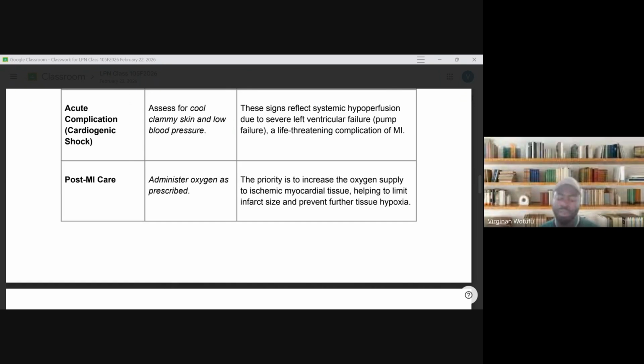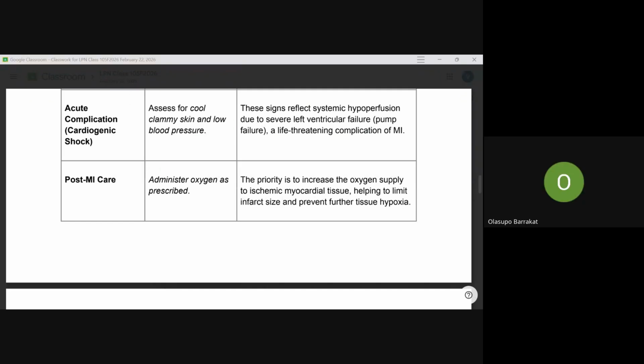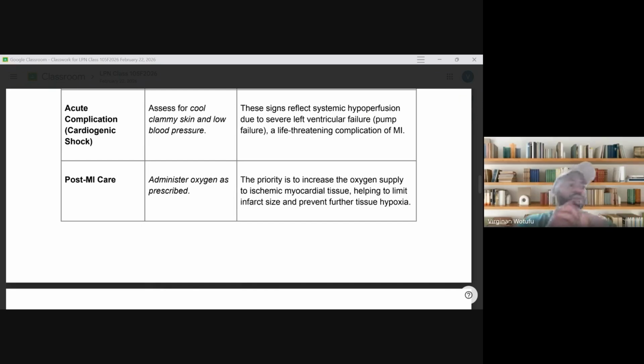So another cardiac medication we're looking at is diuretics. We know there are two types of diuretics. Which and which? Potassium sparing diuretics. Correct, that is one. You have potassium sparing and potassium wasting.